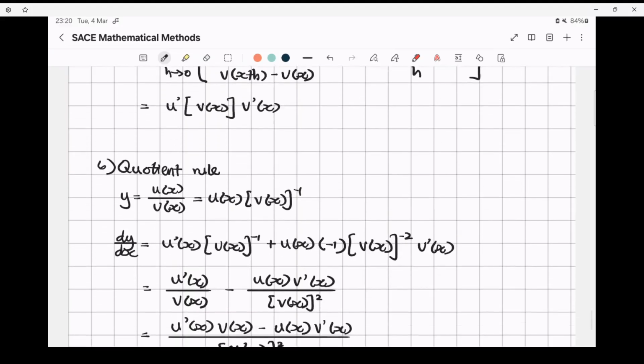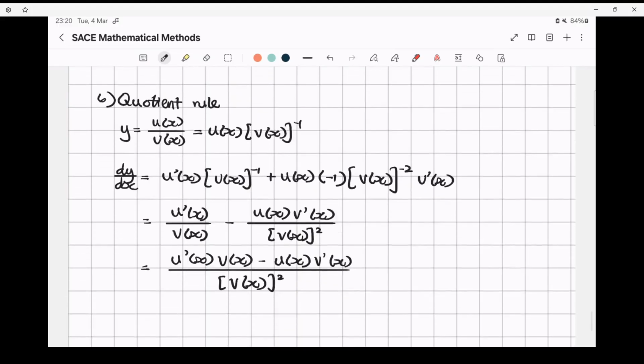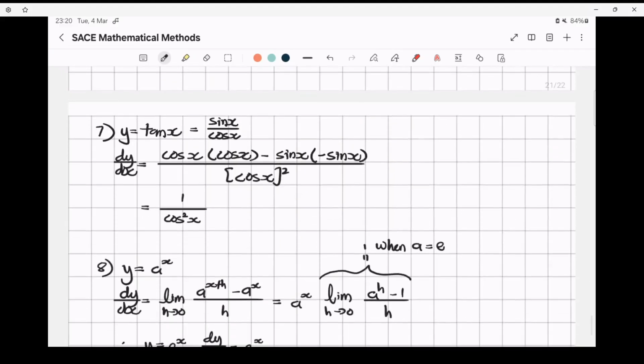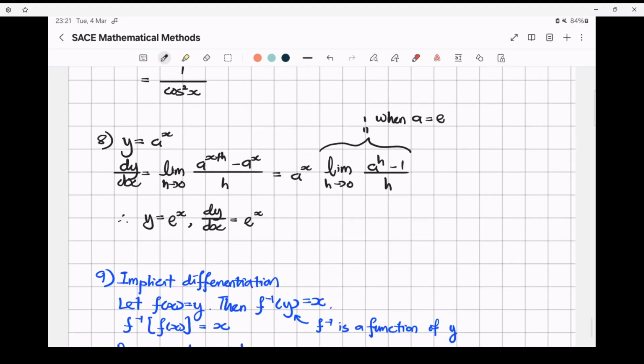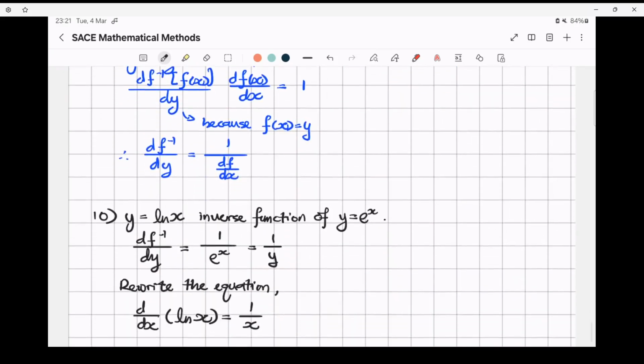And then quotient rule will be keeping the denominator, differentiating the numerator, minus keeping the numerator, differentiating the denominator, and then divide by the denominator squared. Then tan x, when you differentiate it, you get 1 over cos squared x. For y equals e to the x, when you differentiate it, you get back e to the x. If it is ln x, you differentiate it, you get 1 over x.